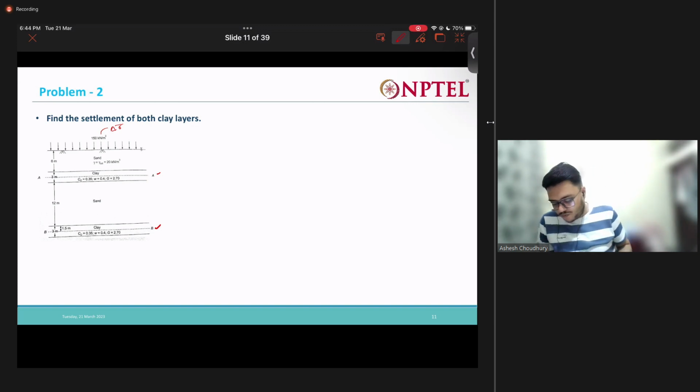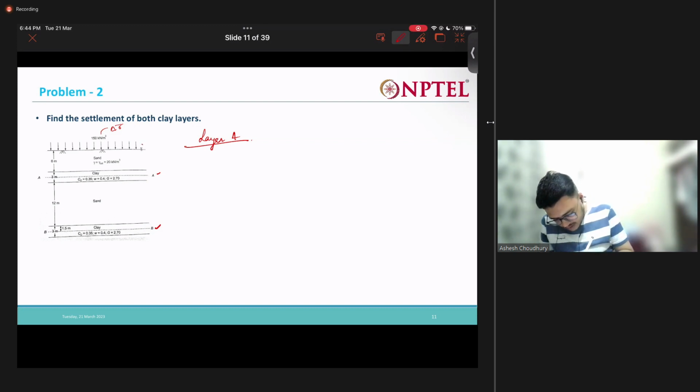First let us find it for the upper layer, layer A. So what is the first step here? What do we have to do?